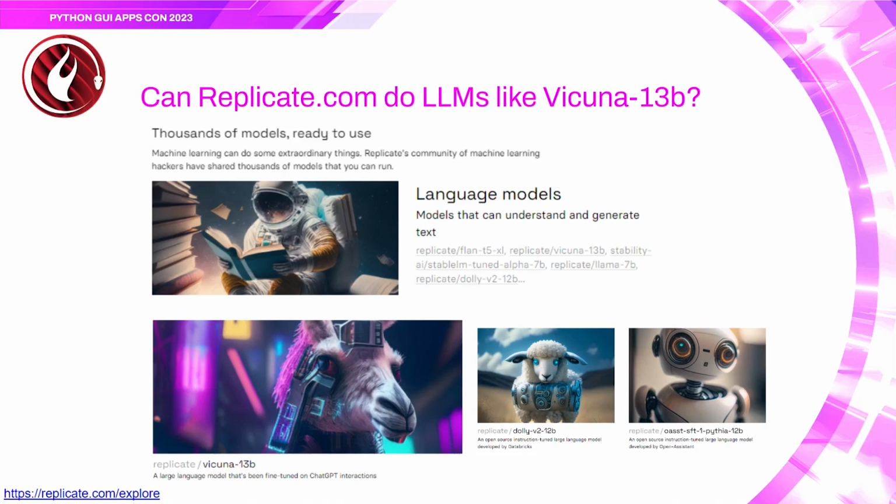Replicate.com hosts thousands of models ready to use. Their community of machine learning hackers have shared all those models for you on their site. So here's a list of some of those models. Vicuna 13b is one of them. They also have Dolly. They also have the OpenAssist model, Flan T5, some other ones there, Llama 7b, things like that.